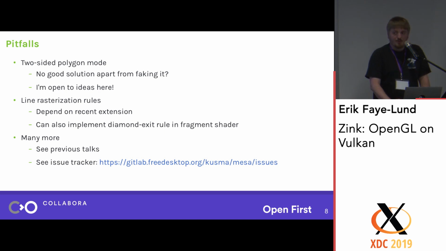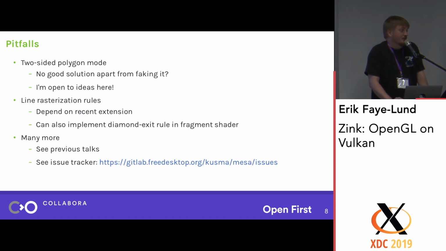Yeah, so some of the pitfalls here, and I'm just going to go through a few of them to illustrate the problems. Two-sided polygon mode is difficult to do in Vulkan. I'm leaning towards saying it's impossible. I have no good idea of how to implement that without going completely haywire.